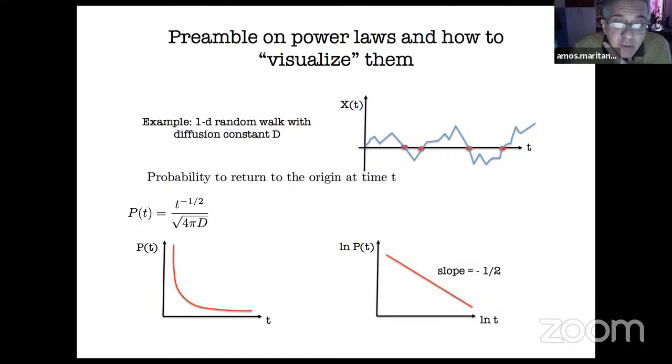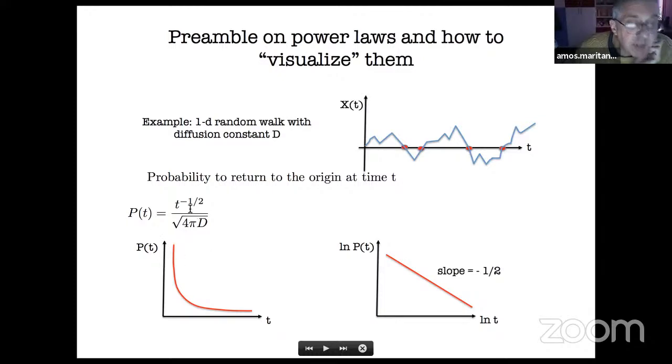So if you set x equals zero and you ask what is the probability to be at the origin at time t, this is just a power law. In 1D, it is t to the minus 1/2. Then, for dimensional reasons, the diffusion constant also appears in the denominator to the power 1/2, which gives the correct dimension to the probability, which is 1 over a length, because it is a probability density in 1D. If we plot this function in a linear plot, we get the plot on the left, which is similar to a hyperbola.